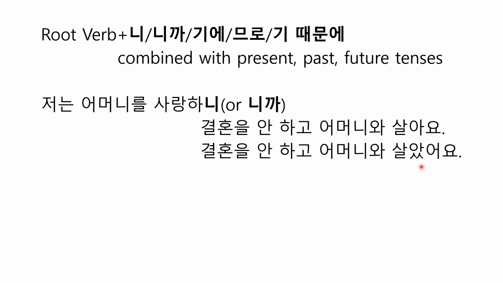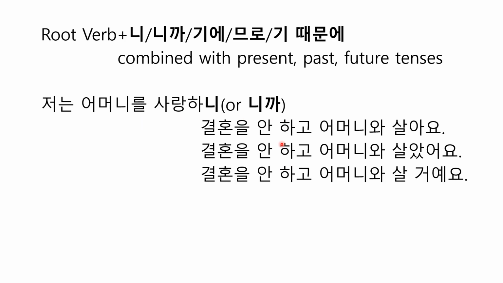You put the last verb into correct tense. 결혼을 안 하고 not 안 했고. 어머니를 사랑하니까 결혼을 안 하고 어머니와 살 거예요. You put the last verb into correct tense. Because I love my mother, I don't get married. I will live with my mother. So when you have many verbs lined up, put the last verb into correct tense.